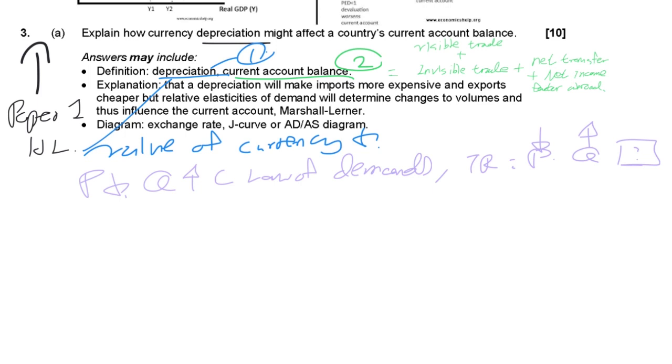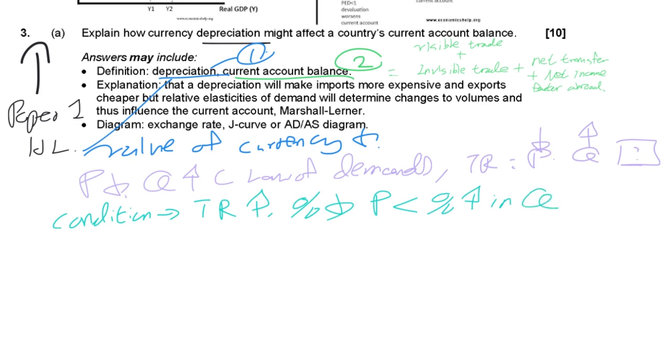There is one condition that makes the total revenue rise: the percentage drop in price is smaller than the percentage increase in quantity. In this case, the total revenue will rise. We call this condition elastic. So these are the basic economic concepts.